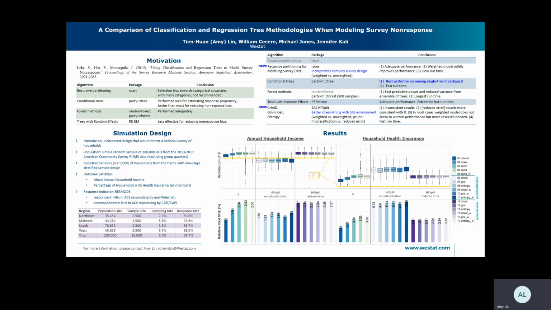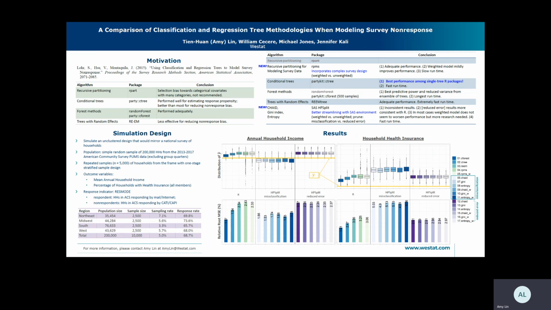One is the R package, RPMS, developed by Daniel Toth at the U.S. Bureau of Labor Statistics. This package is one of those that incorporates complex sample designs, such as stratification and clustering, and it also accurately applies survey weights. The other package we added is a SAS procedure called HPSPLIT. We include it in our study because it better streamlines with the SAS environment.